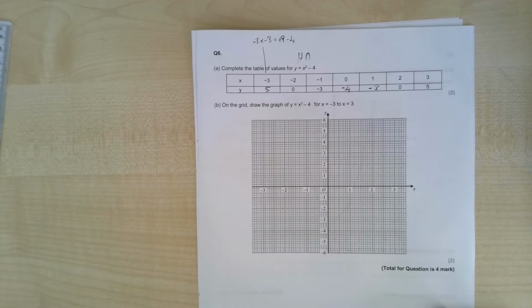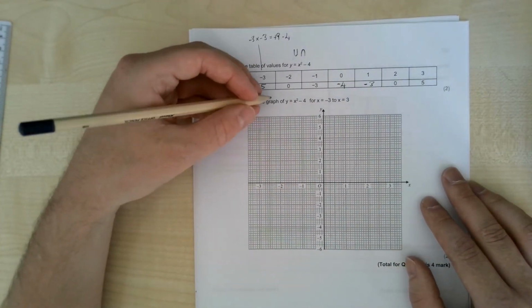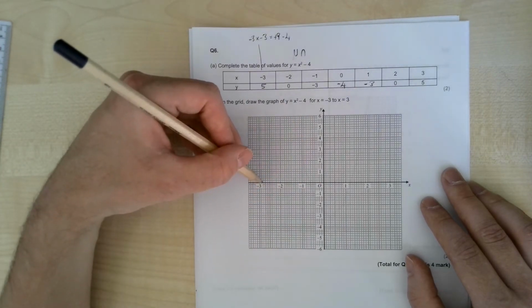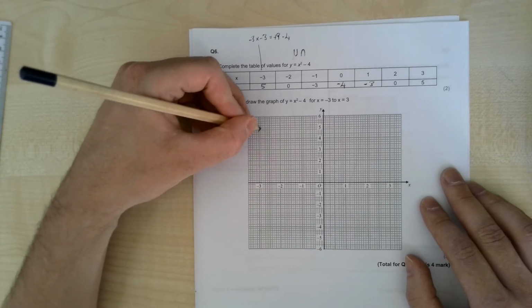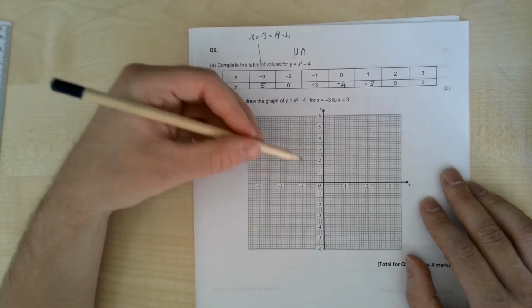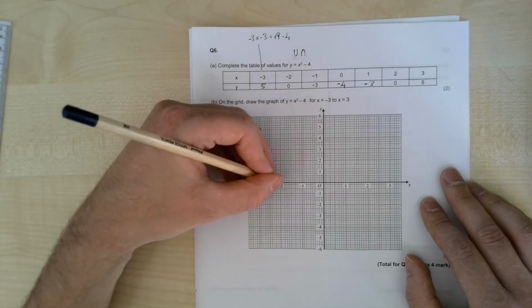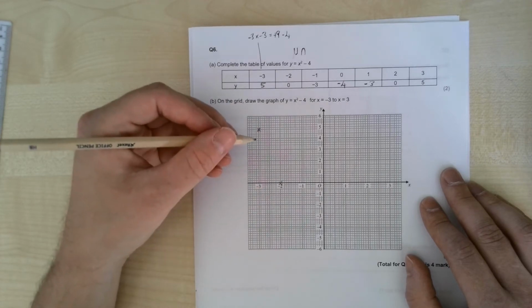Again, pencil, don't need ruler on this one, that's the key bit. We want to join these coordinates using freehand. So minus 3, 5, which is about there. Minus 2, 0. That's an easy one to spot. Here we go. Minus 1, minus 3.